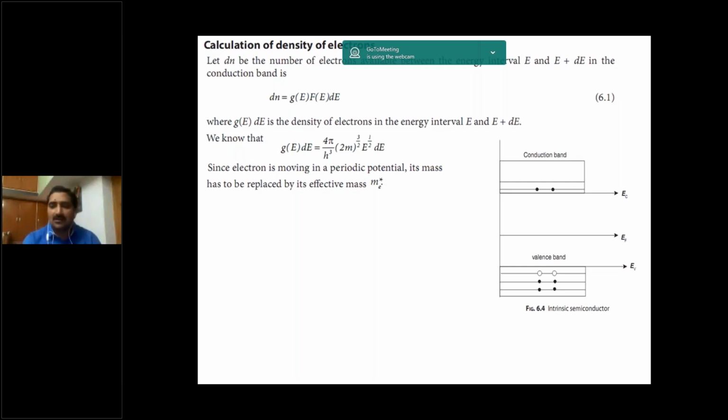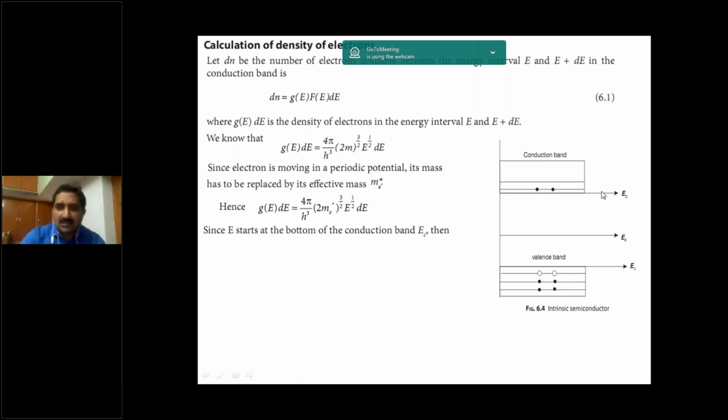So the electron which is moving in between the two positive ion cores, in the periodic potential, we can take as an effective mass of electron, which is denoted with me star. This density of states in energy level and me star is available in our textbook also. You can go through the previous unit of semiconductors in your textbook. So replacing this m with me star, the equation becomes G of E into dE is equal to the same equation, 4 pi by h cube, in the place of m we are taking me star, E power 1 by 2 dE.